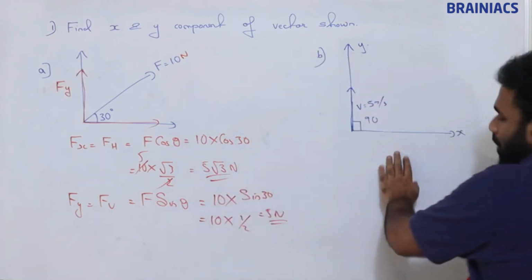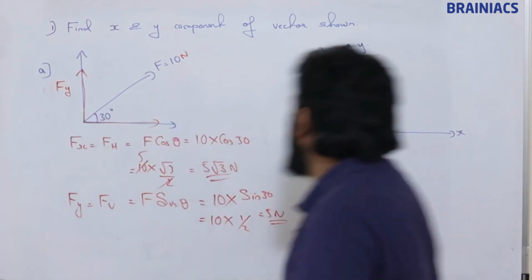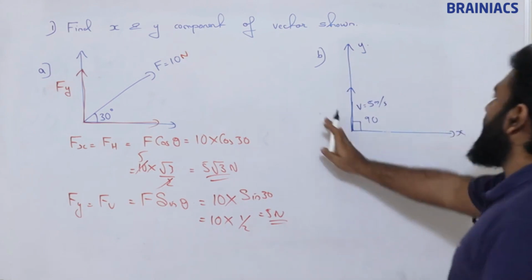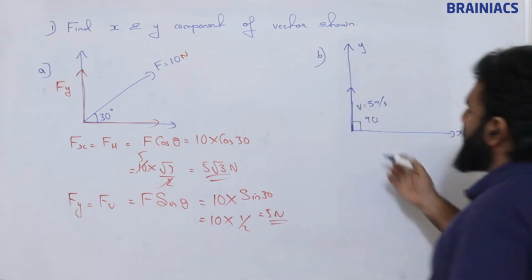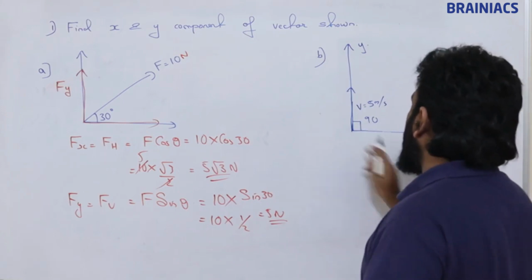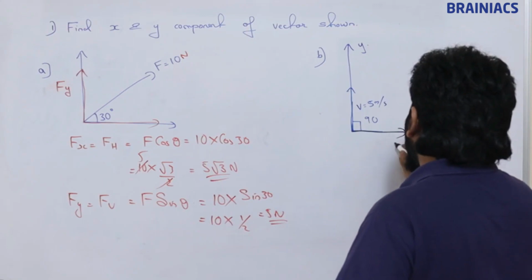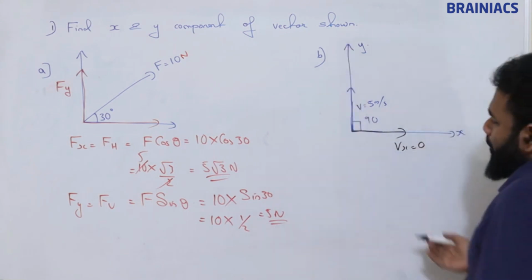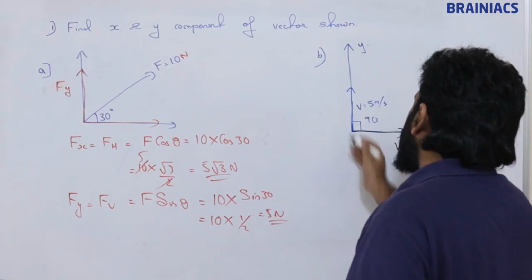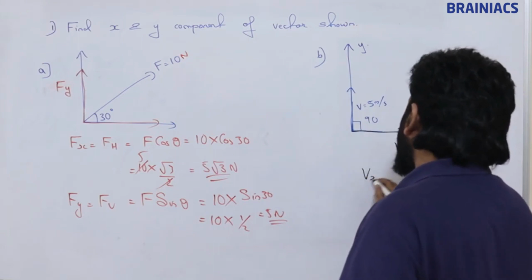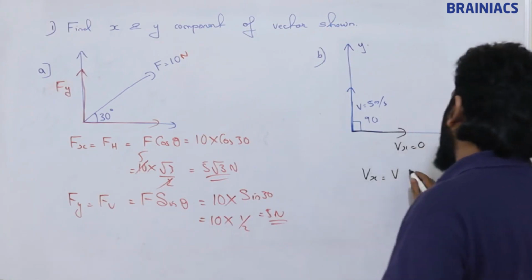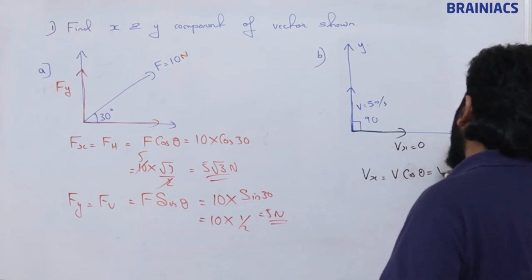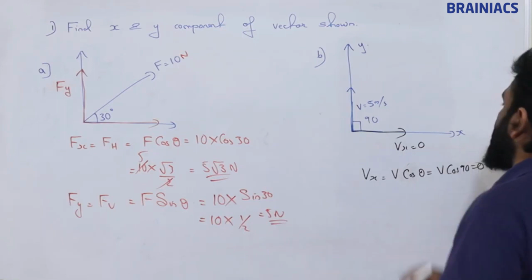Okay, what about this one? How to solve this one? So here, a vector V is given as 5 meter per second in the y direction. So here 90 degree is given. It is very clear that Vx is 0, no horizontal component, because it is completely in the vertical direction. If we want, we can see this also. If we take Vx is equal to V cos theta, then this becomes cos 90 and this becomes 0.